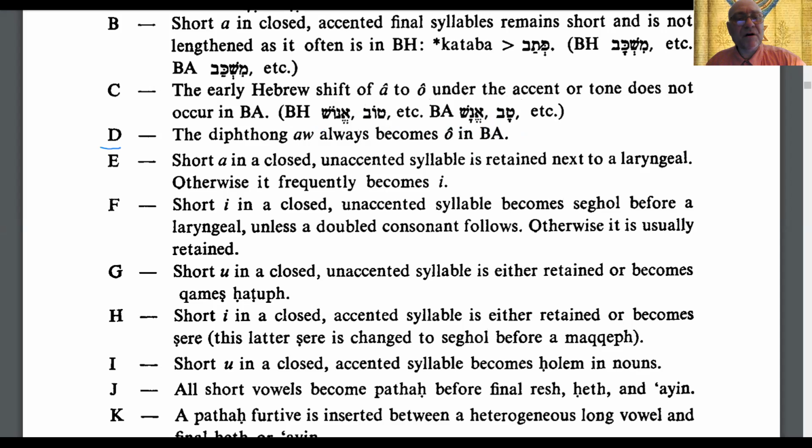Okay, D, the diphthong AW always becomes O in biblical Aramaic. So short, this is E now. Short A in a closed unaccented syllable is retained next to a laryngeal. Otherwise, it frequently becomes I. F, short I in a closed unaccented syllable becomes segol before a laryngeal unless a doubled consonant follows. Otherwise, it is usually retained.